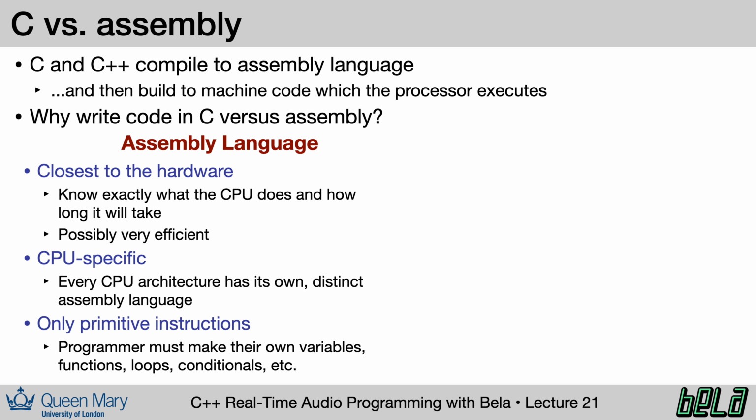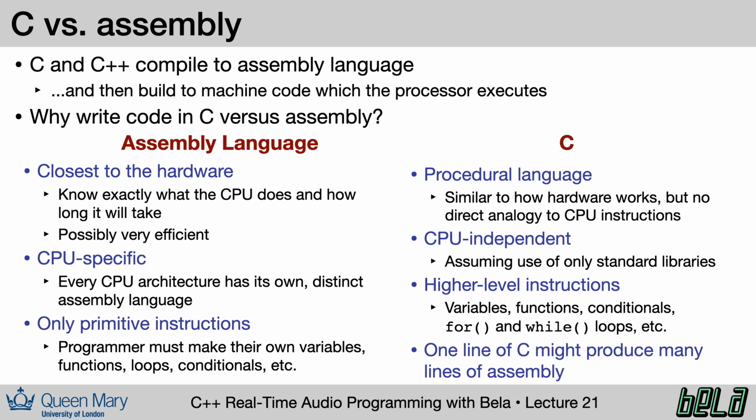On the other hand, any code that you write is going to be CPU specific, meaning that your assembly language code will have to be rewritten for each new platform. Even something as foundational as a variable you need to implement yourself by moving data to or from memory, and functions and loops will need to be implemented out of basic branching instructions.